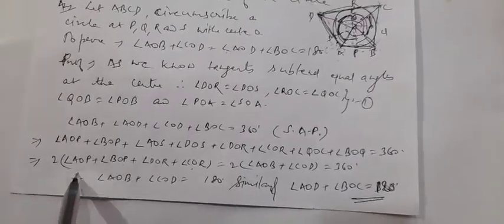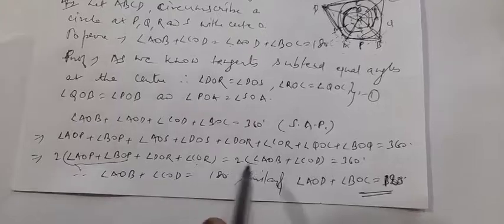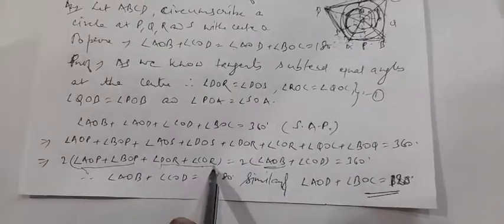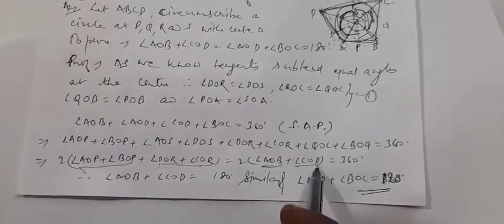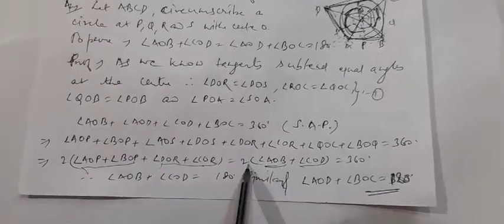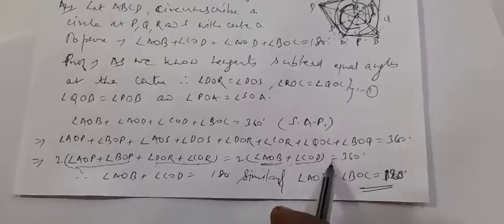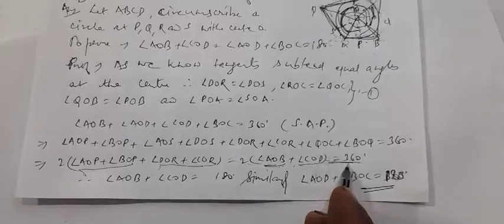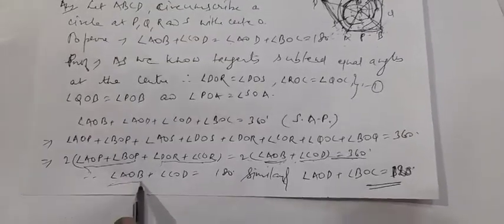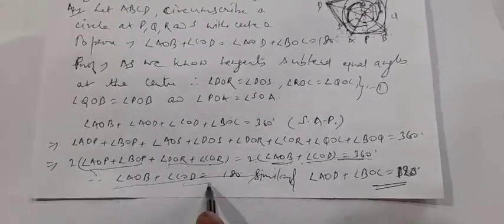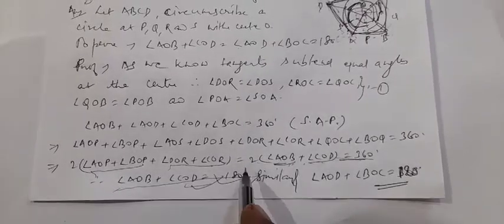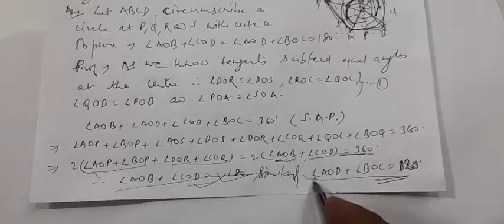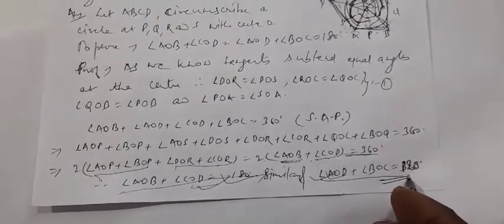Now angle AOP and angle BOP when combined together make angle AOB, and angle DOR and angle COR when combined together make angle COD. So what do we get? Twice of angle AOB plus angle COD will be equal to 360 degrees. When we divide by 2, we get angle AOB plus angle COD equals 180 degrees, the thing which we needed to prove. And similarly, we can prove that angle AOD plus angle BOC is equal to 180 degrees.